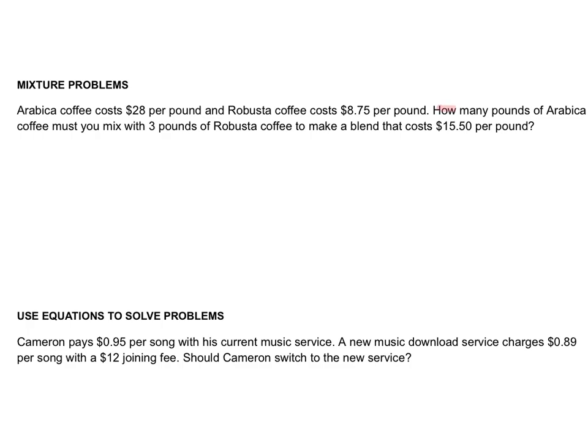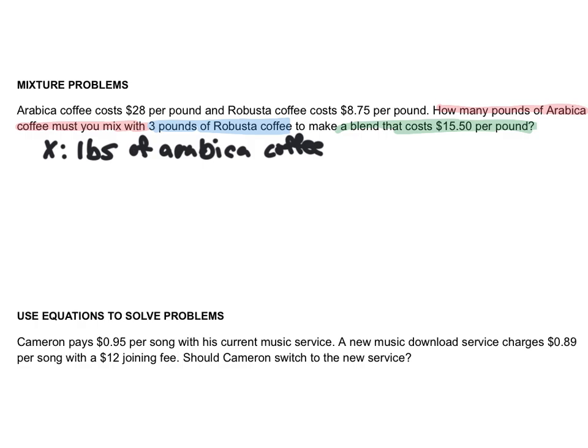It says how many pounds of Arabica coffee must you mix with 3 pounds of Robusta coffee, okay, to then make a blend that costs $15.50 per pound, okay? So what I want to do is come in here and label x as our unknown, and that's going to be the pounds of Arabica coffee, all right? And so that's what x is. That's what we're trying to find, okay?